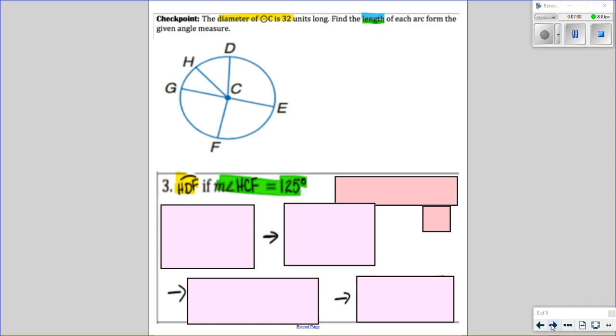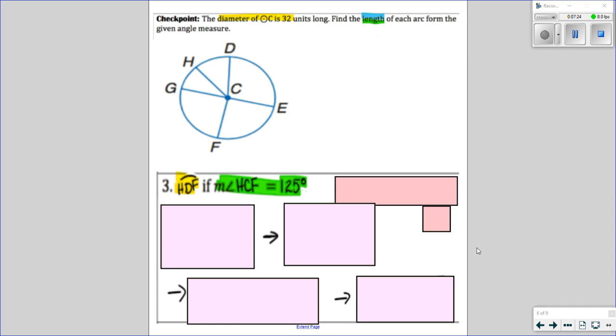Okay, another example. For this one, they say the diameter of circle C is 32 units long. Find the length of each of, well, actually the arc that they gave you down in 3. Find the length of the arc formed by the given angle measure.